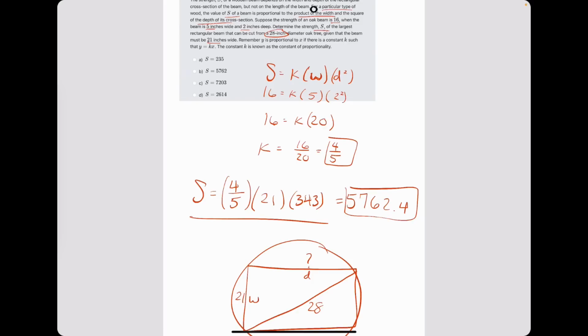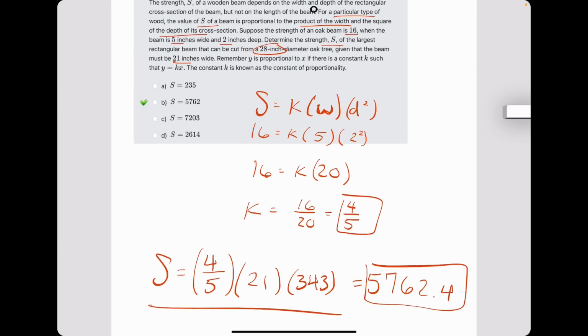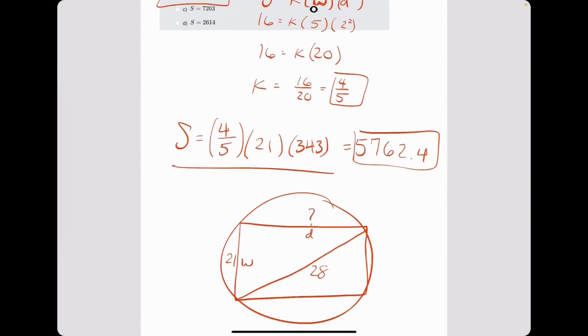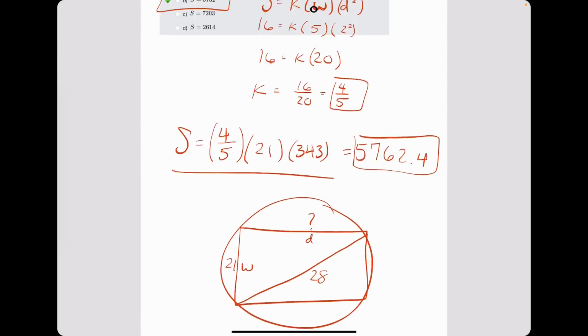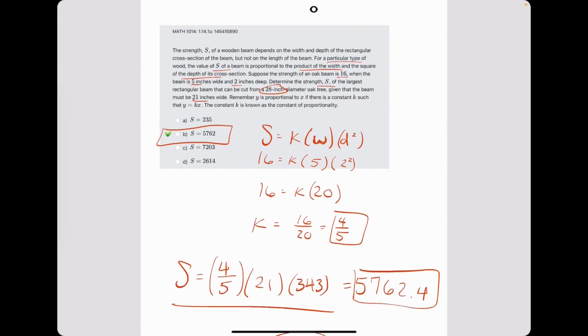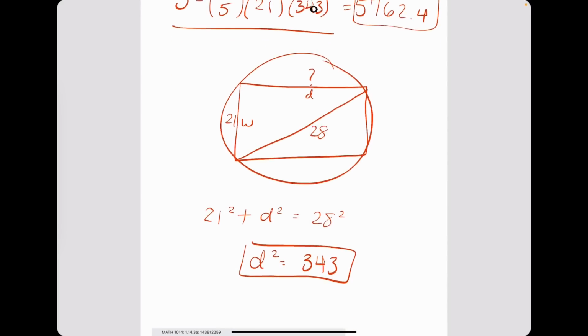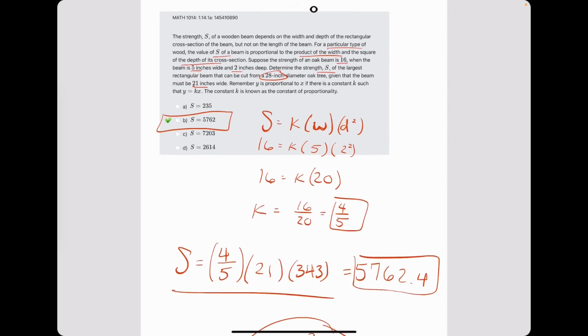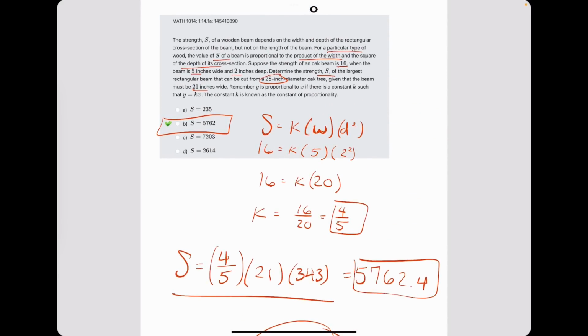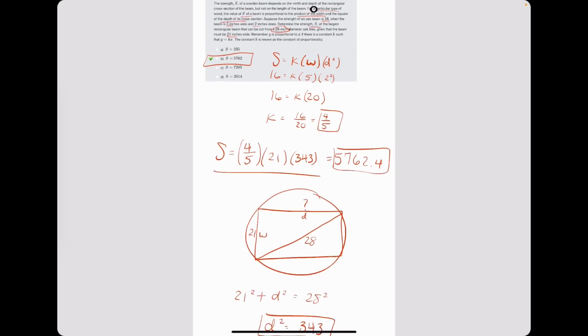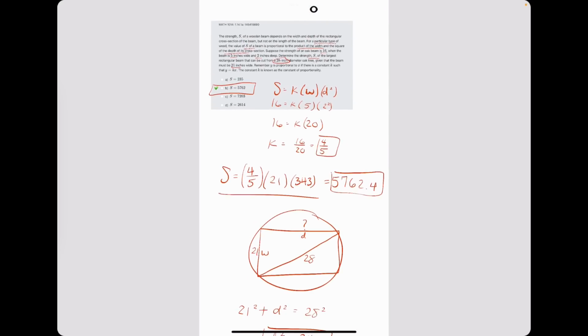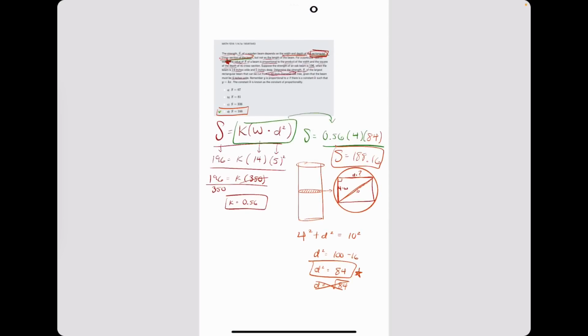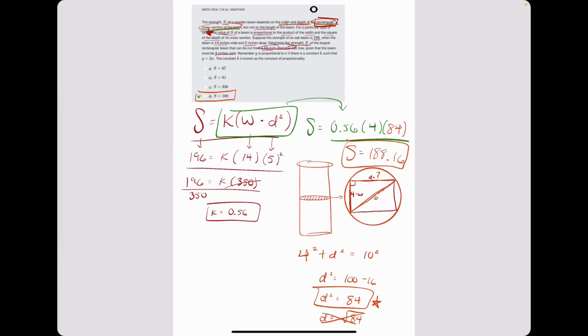All right, do we have any luck? 5762 is option B. Break out the eraser to see that B is our answer. Hope that makes some sense. If you have any questions on this process, please let me know. I know it's a little bit strange, but hopefully it's sort of the same process every time, so hopefully it's not too bad. All right, here's a little glimpse of the last one as well.